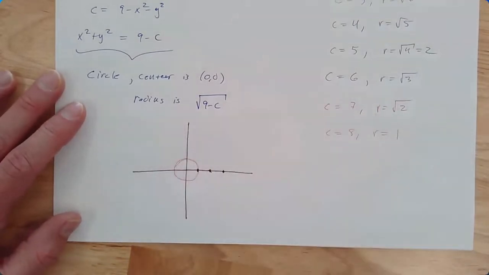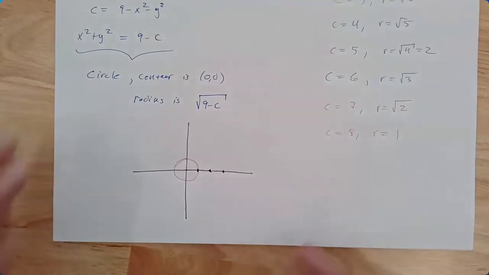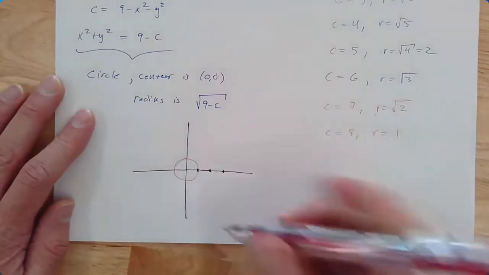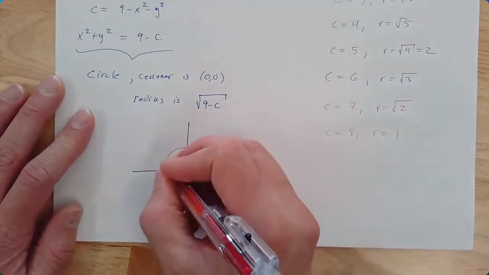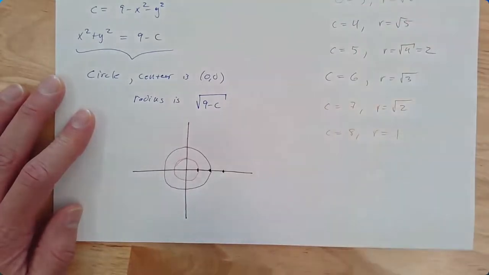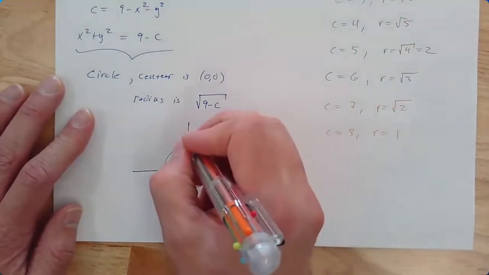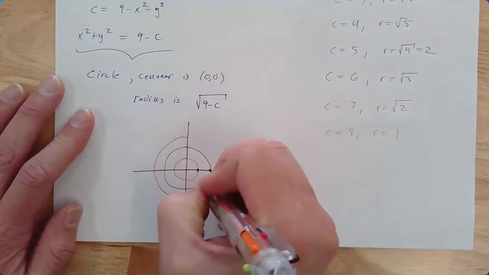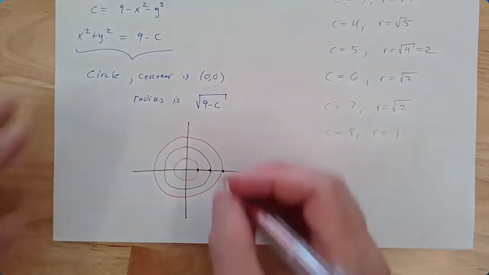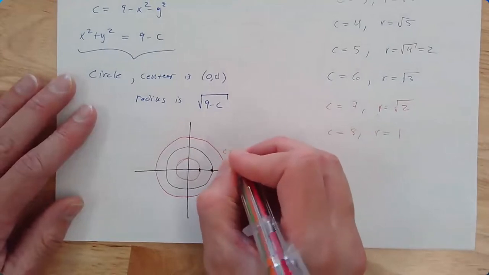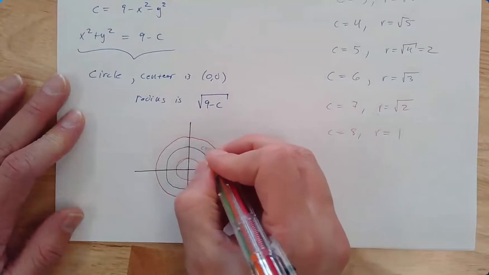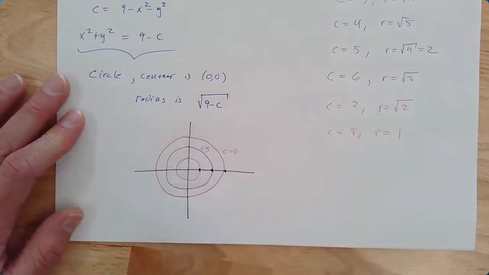And then, I'm going to pick the low-hanging fruit first. When C is equal to 5, I get a circle of radius 2. And when C is equal to 0, I get a circle of radius 3. So these circles are at a height of 0 and 5 and 8.